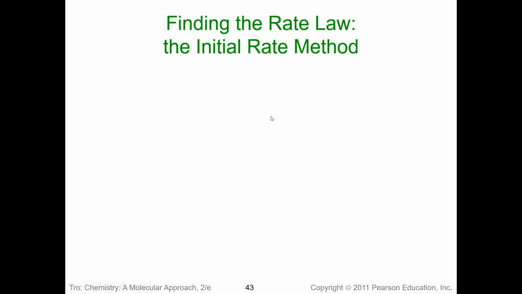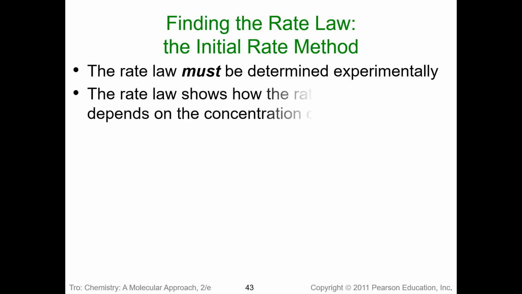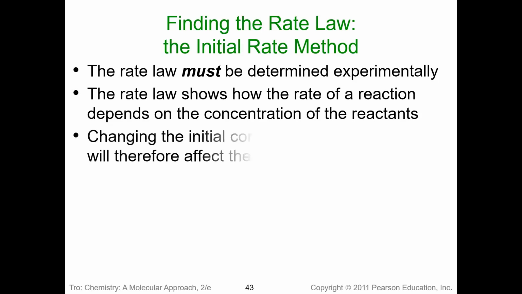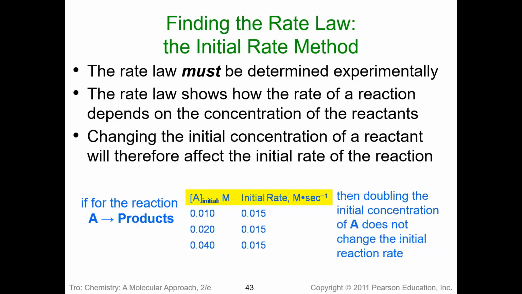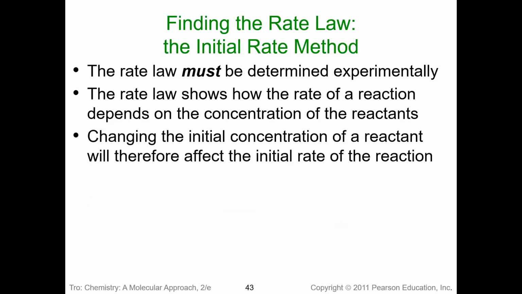We're actually going to be experimentally determining the rate law. So we're going to actually do experiments in lab. Again, the rate law shows how the rate of the reaction depends on the concentration of the reactants. And so changing the initial concentrations of a reactant will affect the initial rate of the reaction. So in lab, we're going to be changing the initial concentrations of reactants, and then from that, we're going to be figuring out the rate of the reaction.